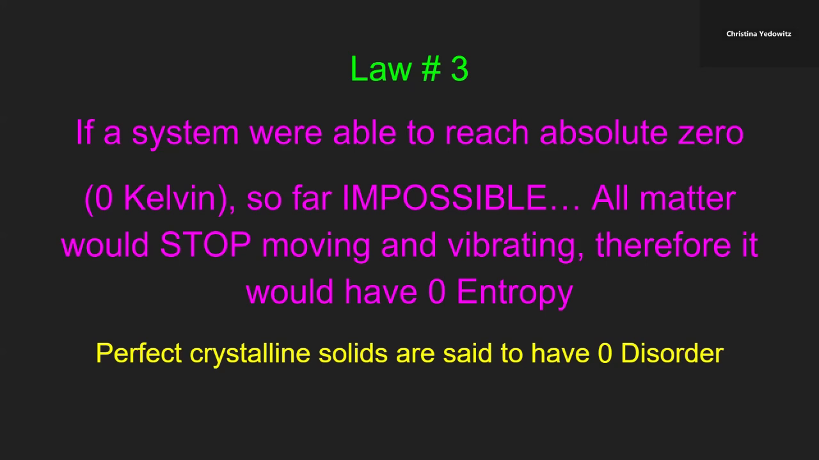0 Kelvin is a theoretical idea of what would happen if you took all the energy out of something. However, there are some systems that are so orderly in nature that we consider them to have almost zero entropy, and that would be crystalline solids. A lot of crystalline solids are incredibly orderly, and we say that they have zero entropy.